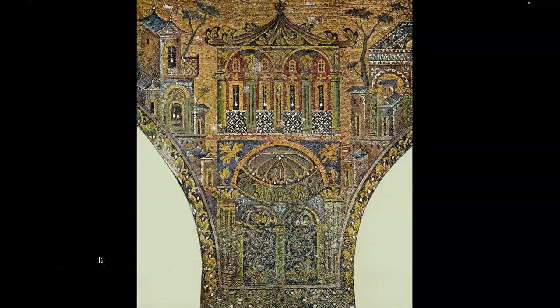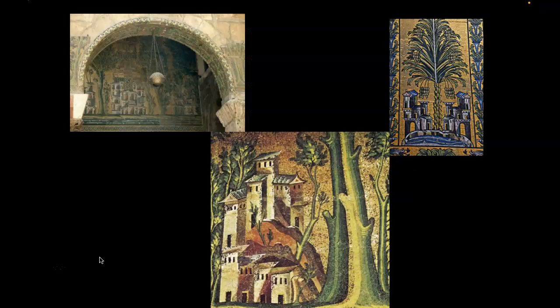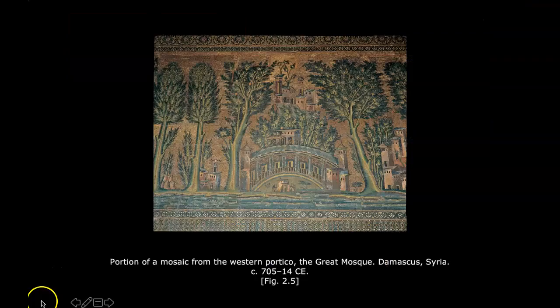You can see the detail work very much focused on the architecture in this one. Here we've got some architecture as well as some trees. Here's some more of the mosaics there in the interior of the Great Mosque.